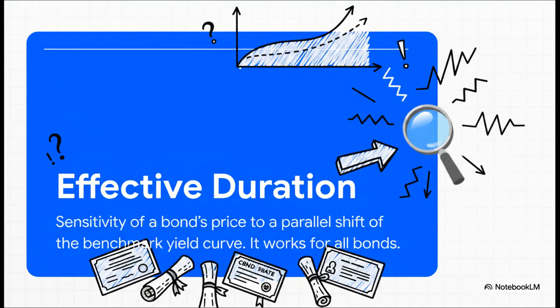Okay, our first and honestly most important tool is effective duration. Now, you might remember modified duration, but that only works when cash flows are fixed. Effective duration is built for uncertainty. It's the universal Swiss Army knife for measuring interest rate risk, and it works on every kind of bond. That's why you can bet you're going to see it on the exam.